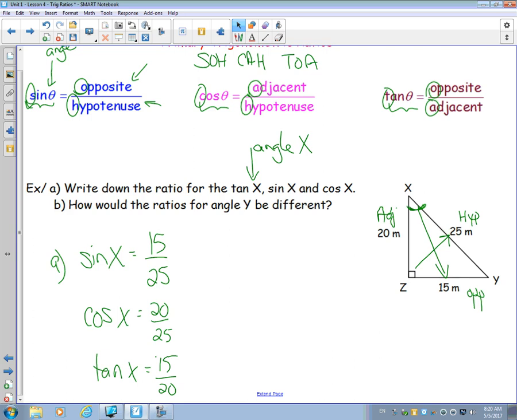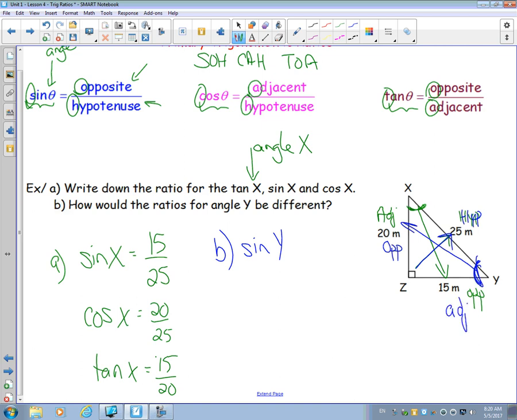If we do part B, how would the ratios for angle y be different? Well, if I were to do angle y, I need to use this as my labeling thing, which makes this side the opposite now. This is still the hypotenuse. That hasn't changed. It's across the right angle. But now this one down here becomes the adjacent. So that's going to change some things.